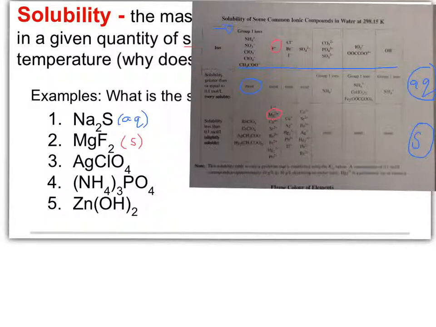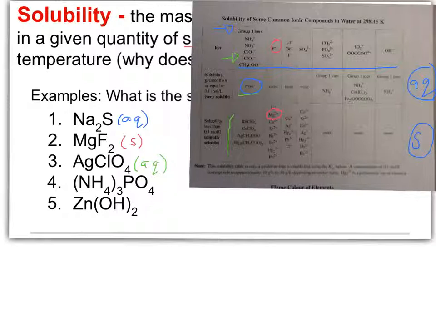So now in green, I'm going to show you that ClO4 is right here at the top. ClO4 is soluble with most things, and you can see that at the bottom, silver is not listed there, which means it is going to be soluble and it'll have a subscript of aqueous.